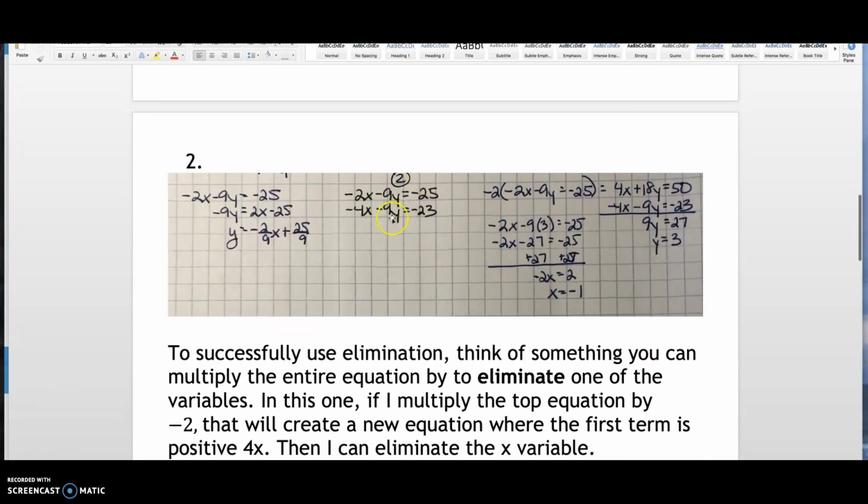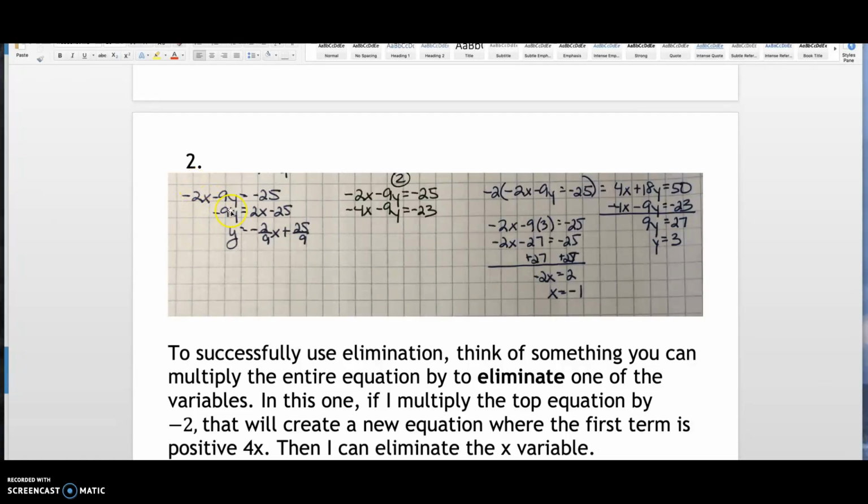In number 2's question, I have negative 2x minus 9y equals negative 25, and negative 4x minus 9y equals negative 23. On the left-hand side, I decided to put it in slope-intercept form and because I'm rearranging it in terms of y.